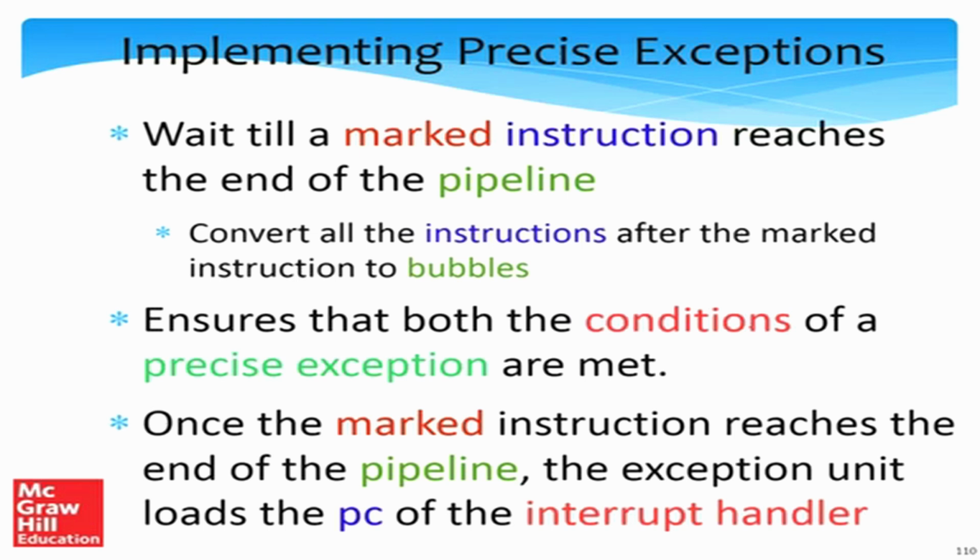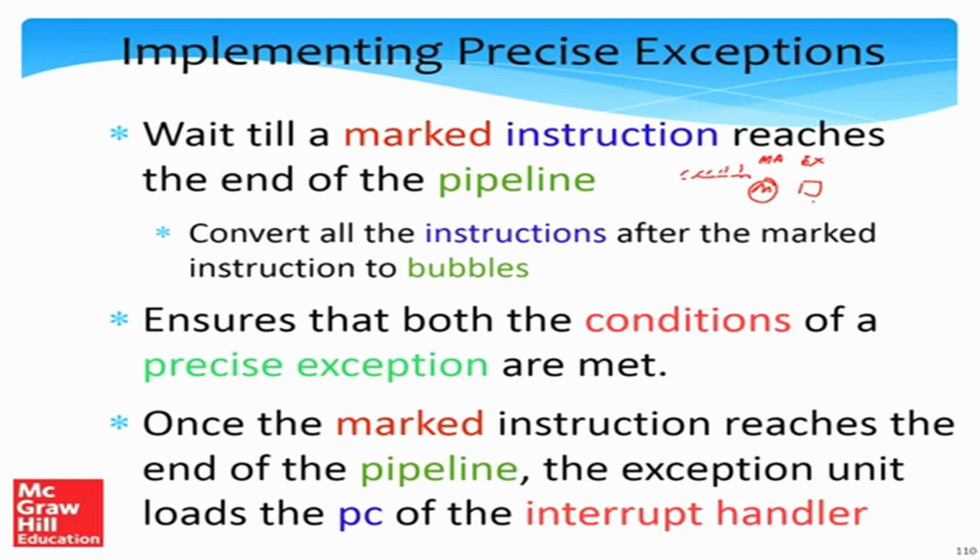Alright, and we also ensure that all the instructions after the marked instruction are not able to make any permanent changes, right? So basically, if this is the marked instruction, all the instructions after it are sort of converted to bubbles. And once this reaches the end of the pipeline, we can pretty much clean up the pipeline. So this ensures that both the conditions of a precise instruction are met. And the reason being that at least the conditions we have set, let's assume we mark the instruction in the MA stage. So we wait for these two instructions to get out, and all the other instructions are converted to bubbles. So they have no effect at all.